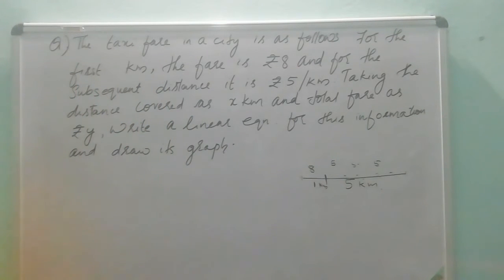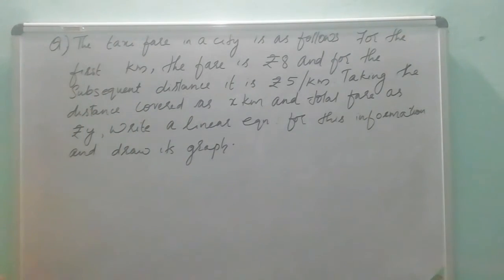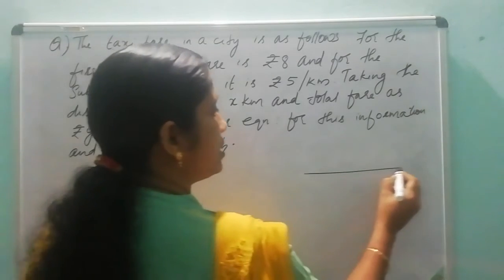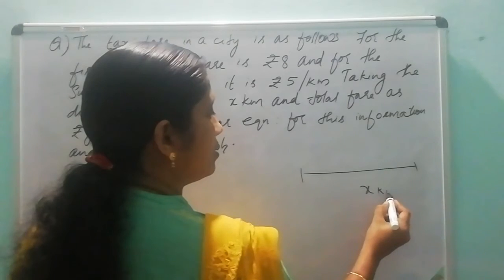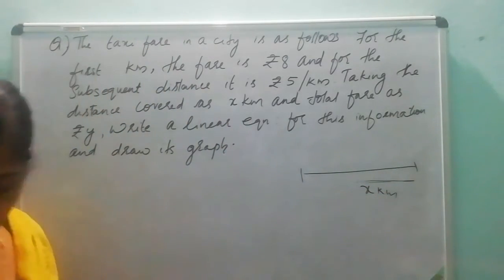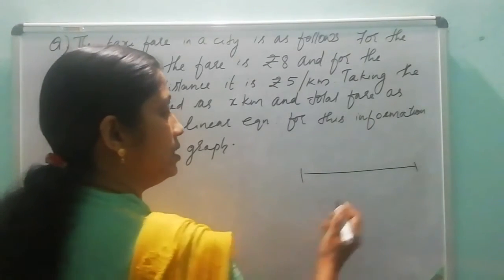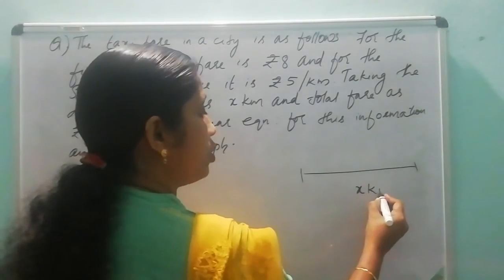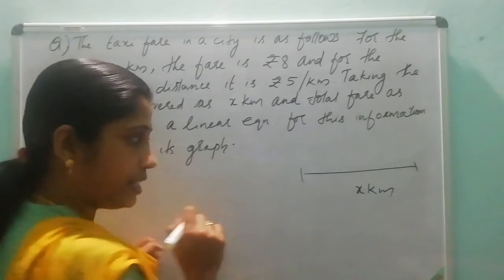It is given in the question that instead of 5, the total distance covered is x kilometers, and the total fare is y. So we have to find the linear equation here.